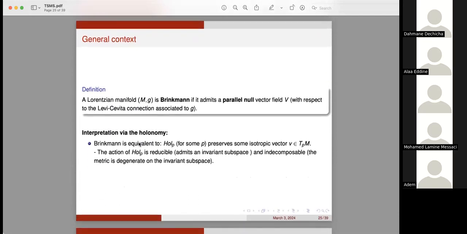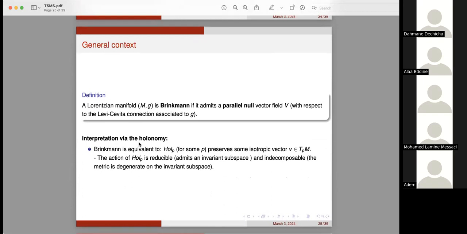So here I will give the general context of those plane wave metrics, plane wave manifolds. They belong to a larger class of spaces that we call Brinkmann spacetimes. A Brinkmann spacetime is a Lorentzian manifold which admits a parallel null vector field.